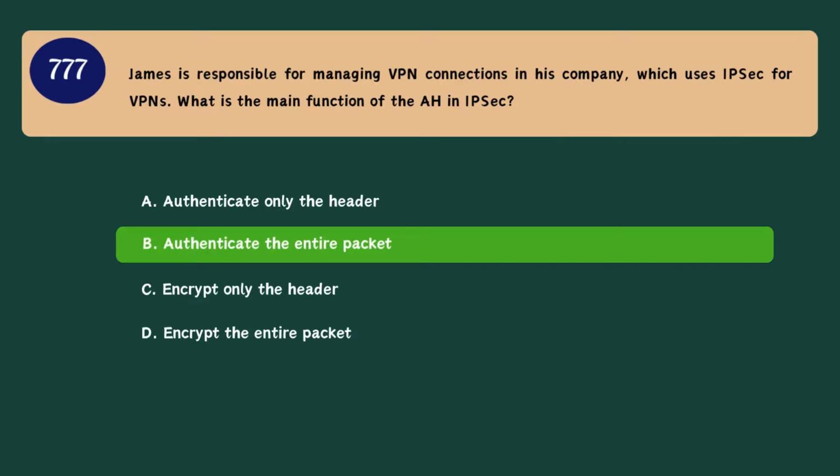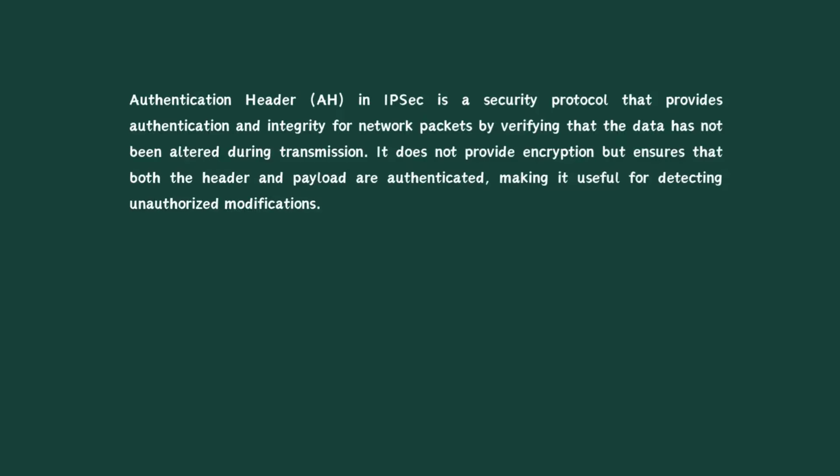Correct answer. B. Authenticate the entire packet. Authentication Header in IPSec is a security protocol that provides authentication and integrity for network packets by verifying that the data has not been altered during transmission. It does not provide encryption, but ensures that both the header and payload are authenticated, making it useful for detecting unauthorized modifications.